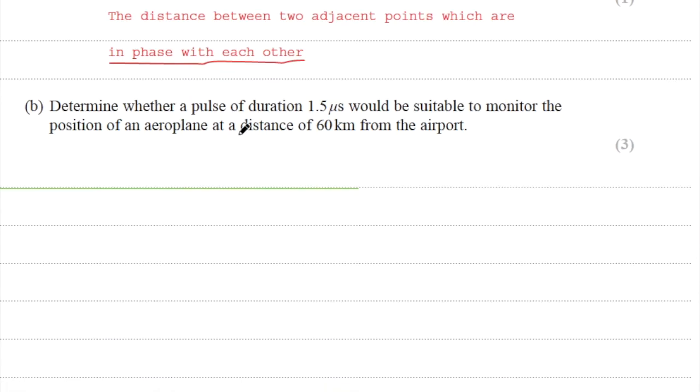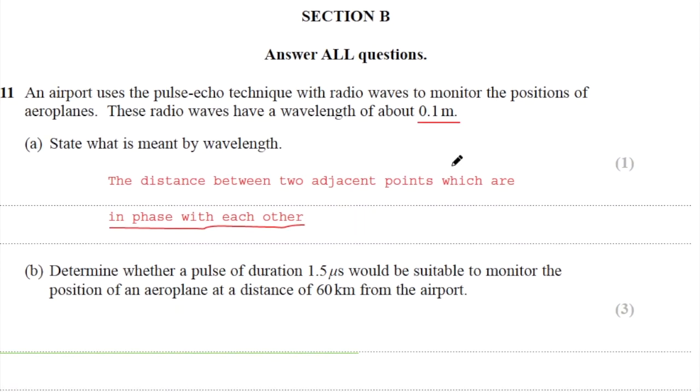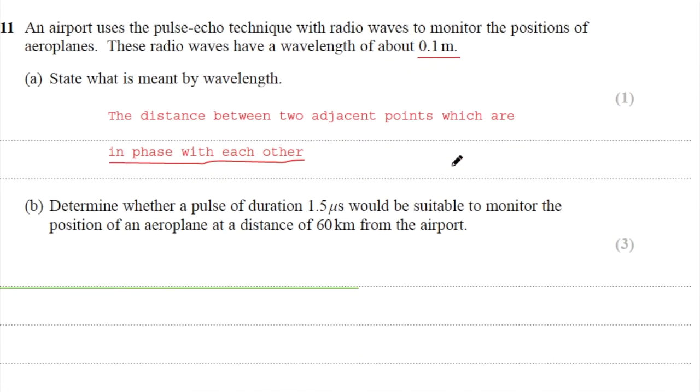All right. Now determine whether a pulse of duration 1.5 microseconds would be suitable to monitor the position of an aeroplane at a distance of 60 kilometers from the airport. So the distance from the airport to the aeroplane is 60 kilometers. What you need to do first is calculate how far this pulse will reach in 1.5 microseconds. The formula is straightforward. V is equal to distance over time. You calculate that. But one thing here is the unit. This is 1.5 microseconds converted to seconds.